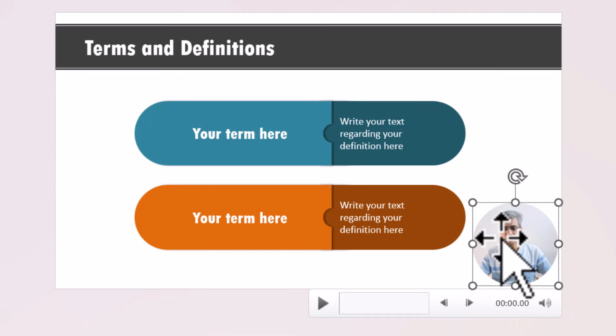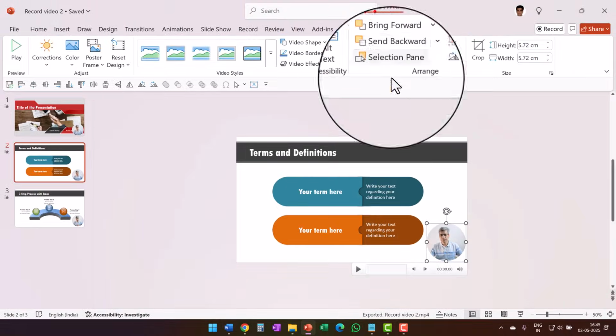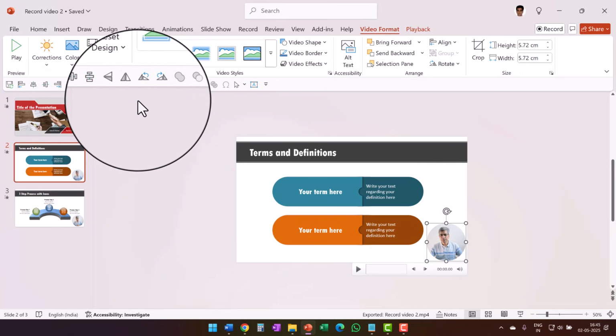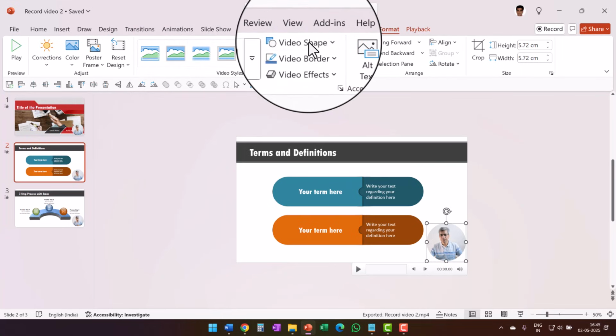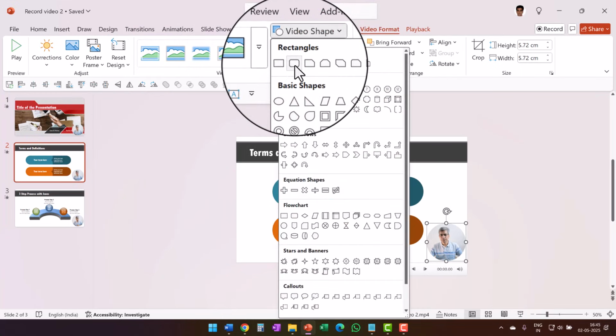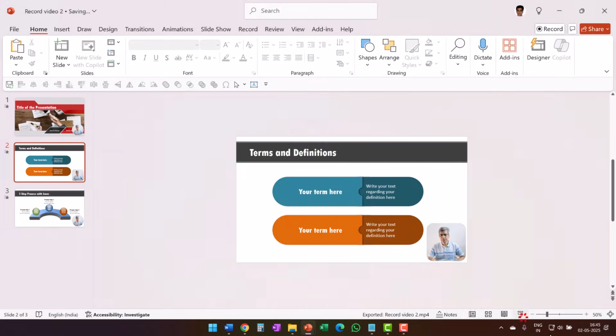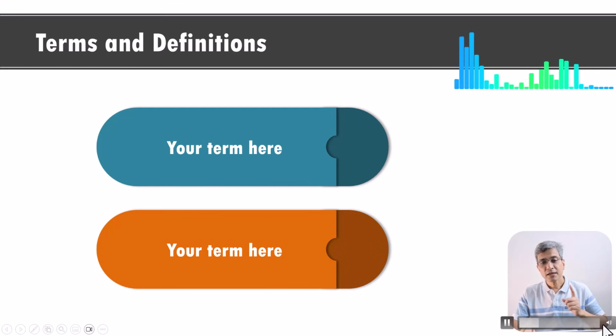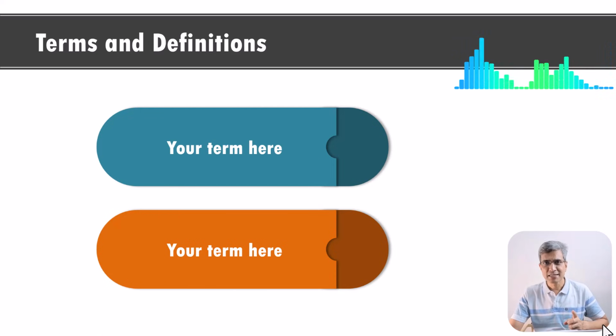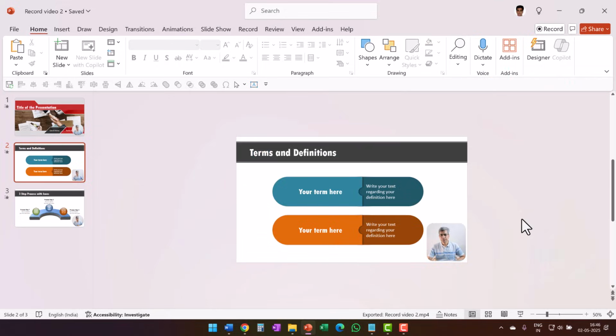You can see that by default it has got the circular form. I can go back to the video format option and I can change the shape. For example, when I go to video shape, I can choose this option here called rounded corners rectangle, and you can see that my video is now in a very different shape for the second slide.